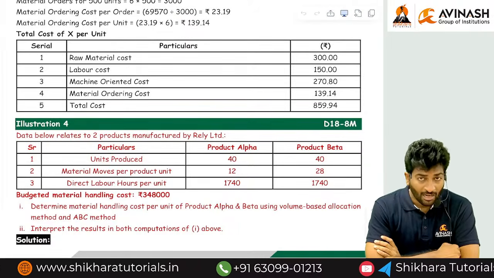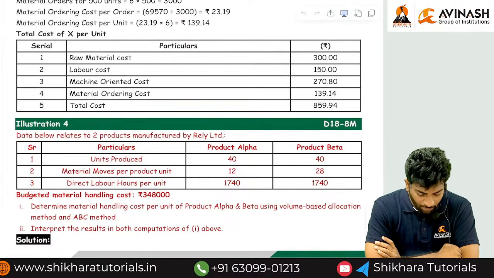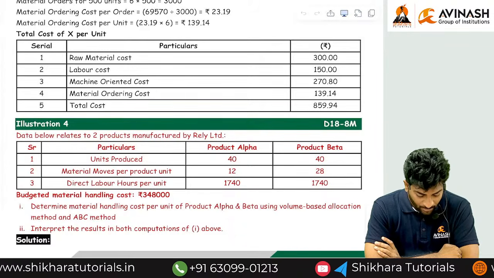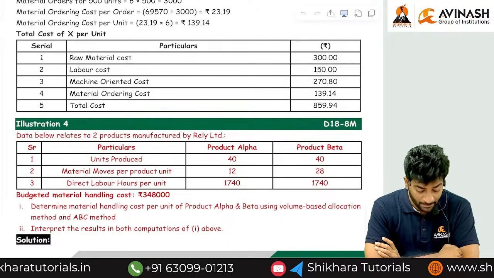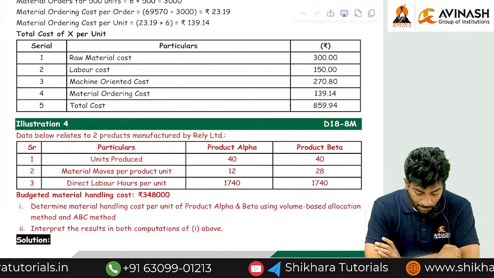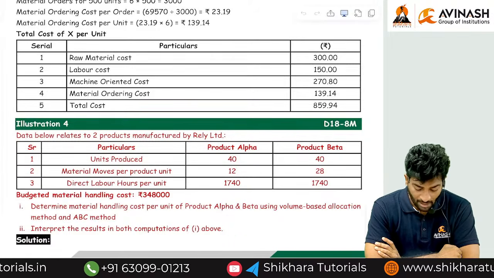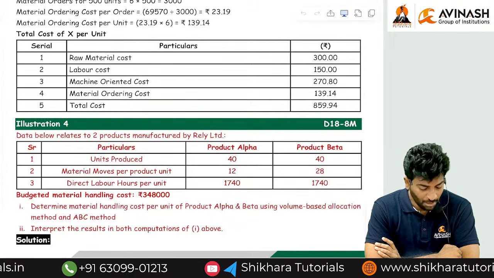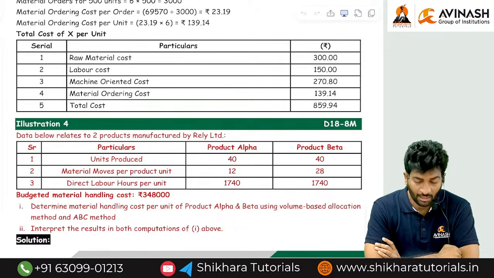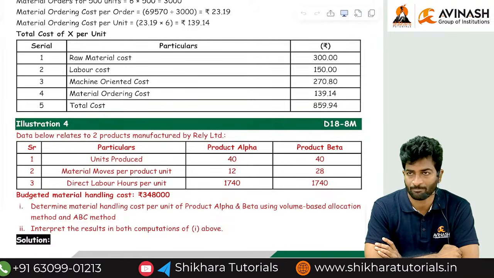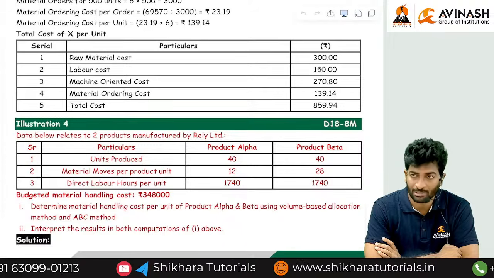Data below relates to two products manufactured by Relay Limited. We have two products, product alpha and product beta, and particulars: units produced, 40 units of alpha and 40 units of beta. Material moves per product unit. Material moves is nothing but movements. Material movements per product unit.